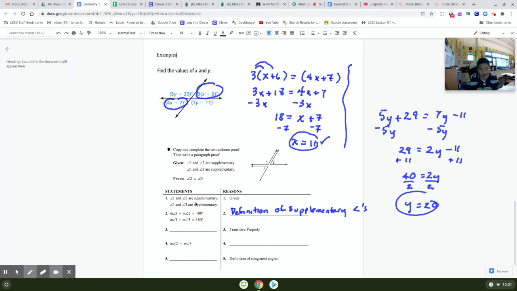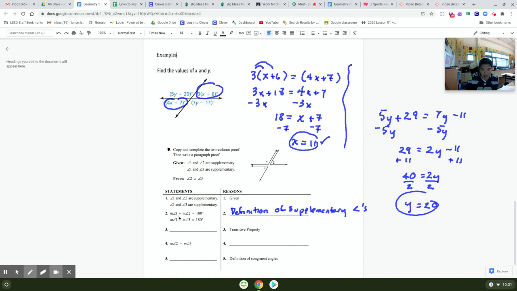And then to figure out the next statement, the reason is given. You definitely should be using that. Transitive property. So if the measure of angle 1 plus the measure of angle 2 equals 180, and the measure of angle 1 plus the measure of angle 3 is equal to 180, maybe you'll look at the next statement as well to figure out something that you might use as far as a statement.